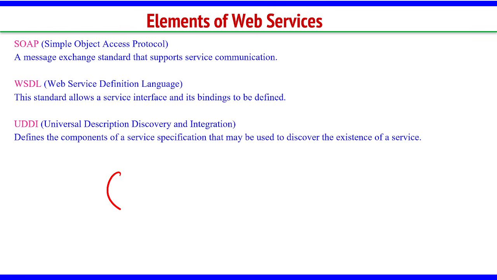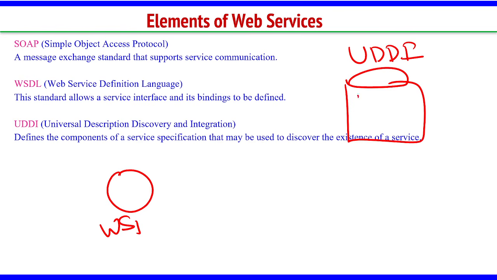When I have designed a web service, let's say web service 1, other people can access this. How do they know that there exists a service like this? For that we use UDDI. UDDI is a repository which contains information about web services like this.